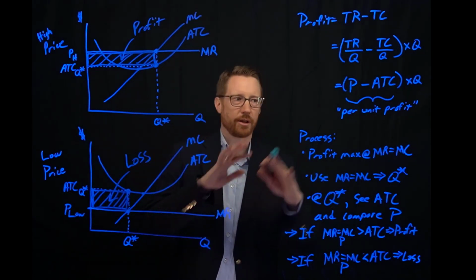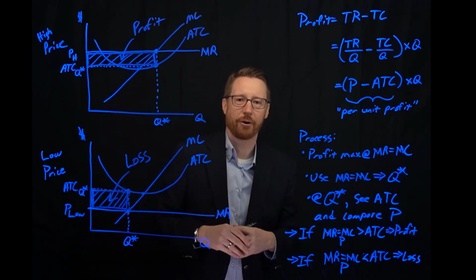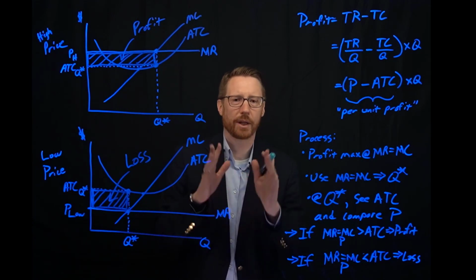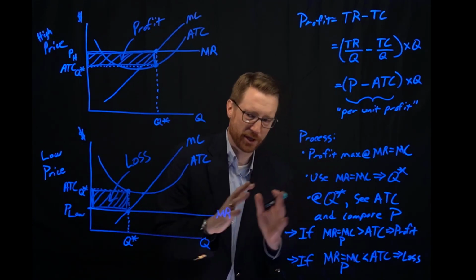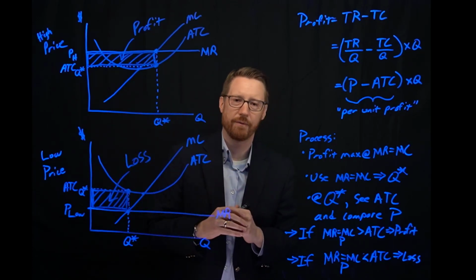So I know there's a lot of jargon over here and a lot of stuff going on in these diagrams, but I bet if you spend a few minutes working through it, thinking about it, and really thinking, how does the firm make a decision? What does each line in the graph mean? I bet you can figure it out.